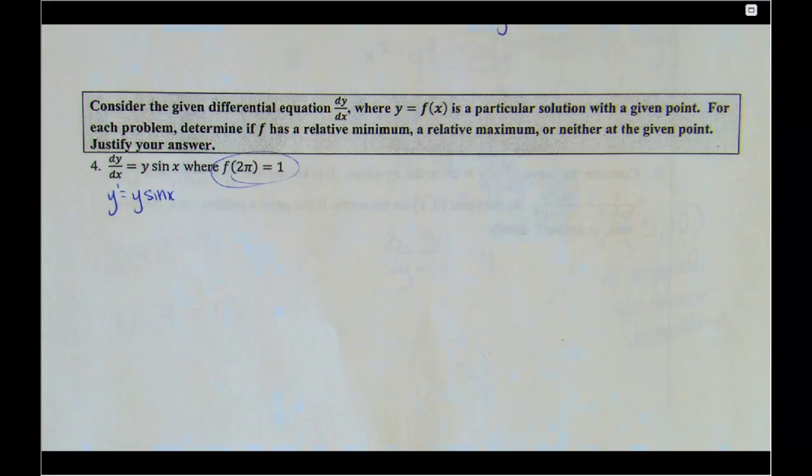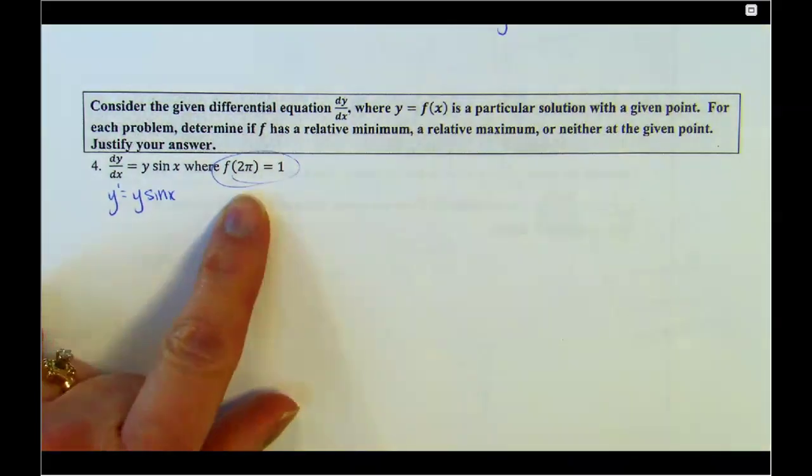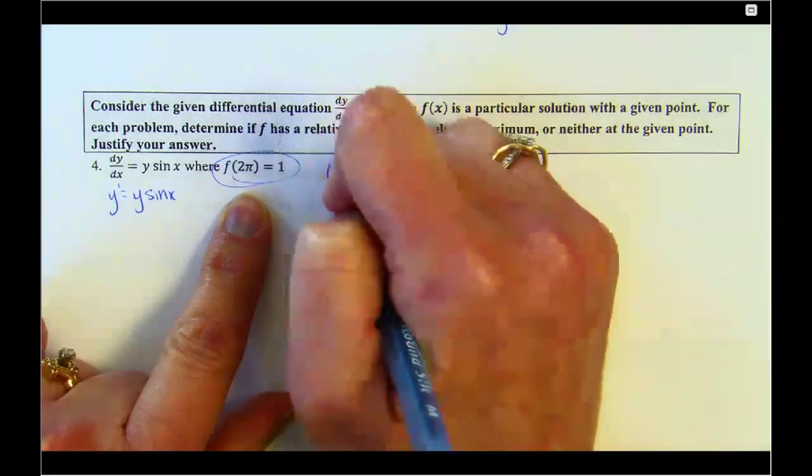Because if it's a maximum or a minimum, the derivative has to equal 0. So just plug that in. What's the x value, by the way? Yeah, so this is 2 pi comma 1.